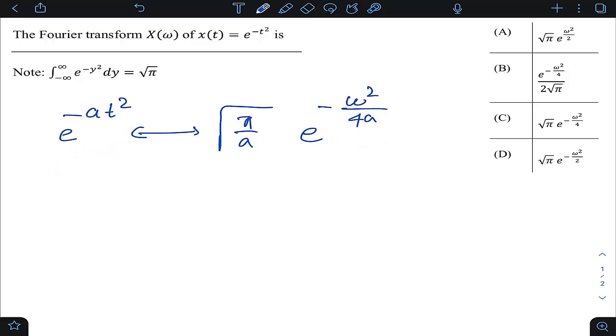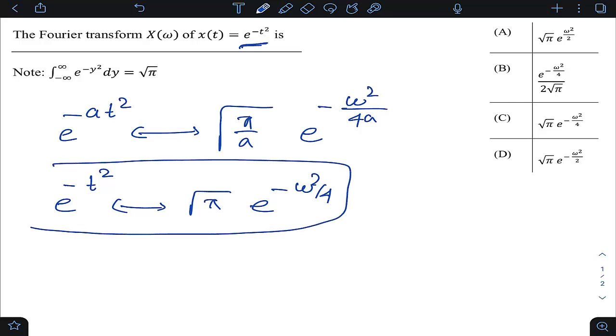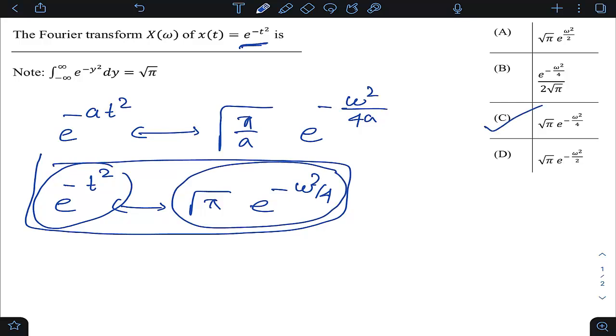Now in this question, we are supposed to find it for e raised to the power minus t square. So I'll be substituting a equals 1. If I substitute a equals 1, for e raised to the power minus t square, its Fourier transform will be square root of pi into e raised to the power minus omega square by 4. So this is what the answer will be. The Fourier transform of this signal is square root of pi into e raised to the power minus omega square by 4, which is given in option C. So C is the right answer for this problem.